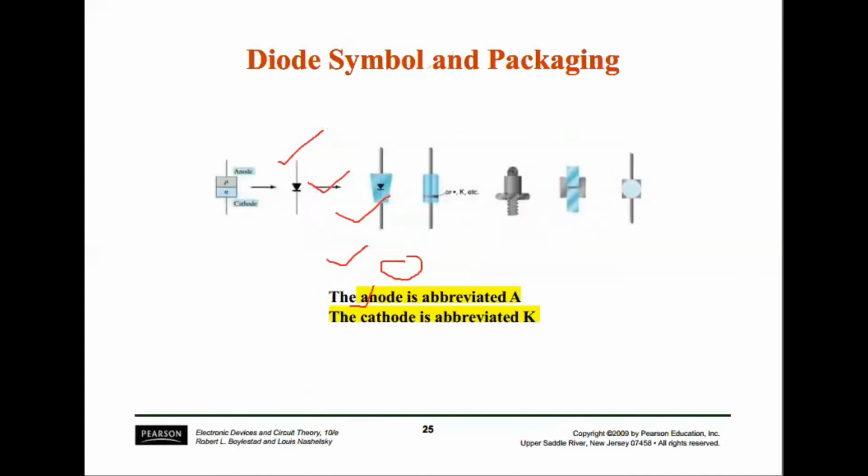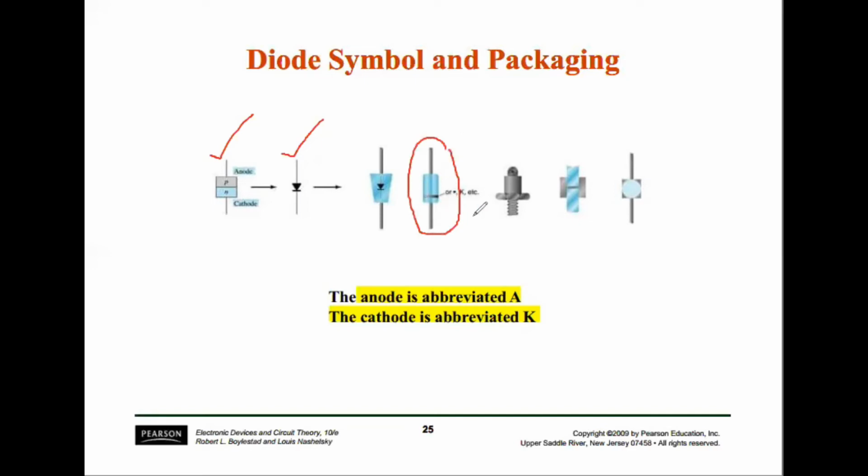Okay, these are the symbols of a diode. These are different symbols and packaging. This is the first symbol. This is used in circuits, and these are different diode packages which are commercially available. The anode is abbreviated as A, the cathode is abbreviated as K, as we have discussed earlier on. Similarly, if in any packaging or circuit you have a diode, the diode symbol is generally like this one, and it has a band over it.